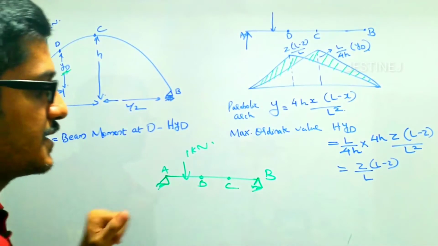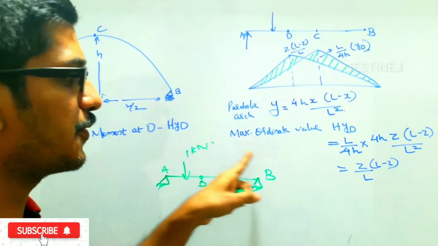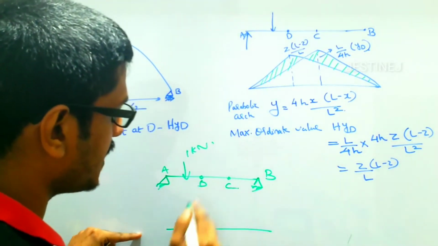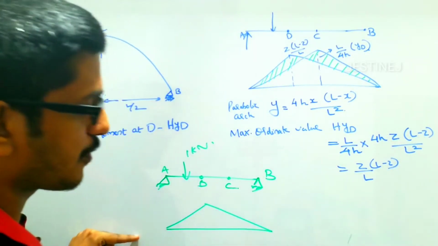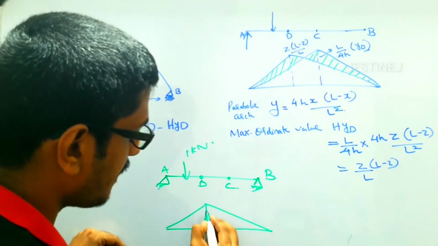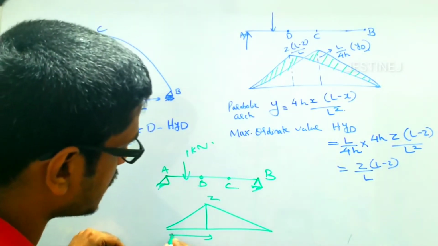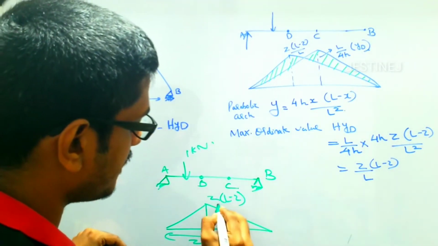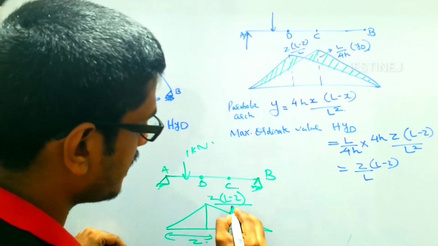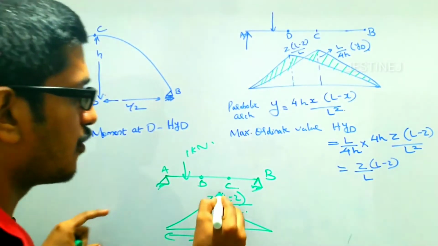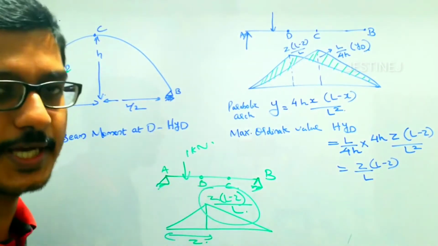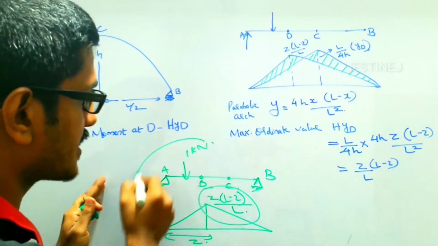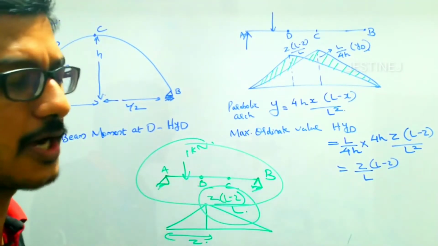So here we can note down that when 1 kilonewton is traveling across this beam, the influence line diagram for the bending moment at the point D will be a triangle-shaped diagram. If we assume this distance to be Z, the maximum ordinate value will be Z multiplied by (L minus Z) by L. This ordinate we already determined in the influence diagram. This is the first diagram, considering 1 kilonewton traveling across the beam.